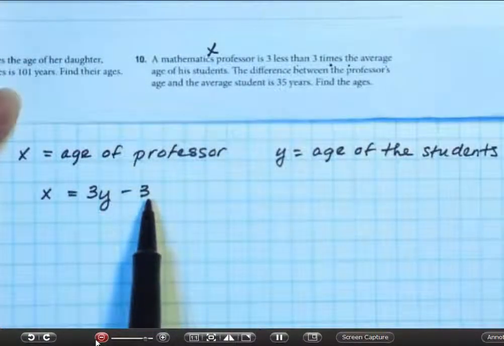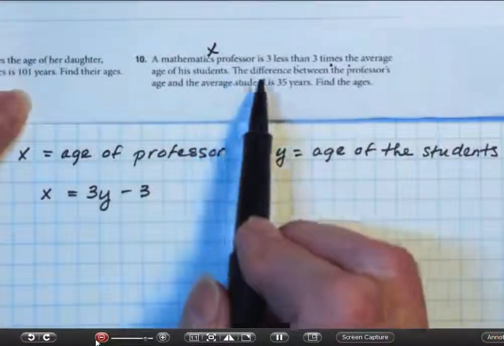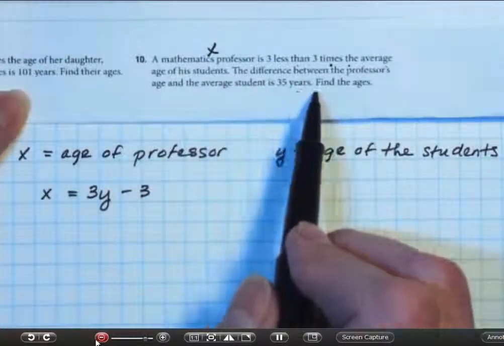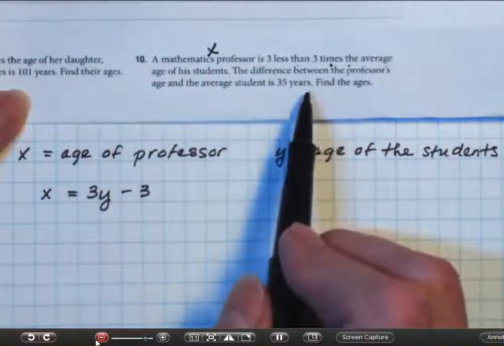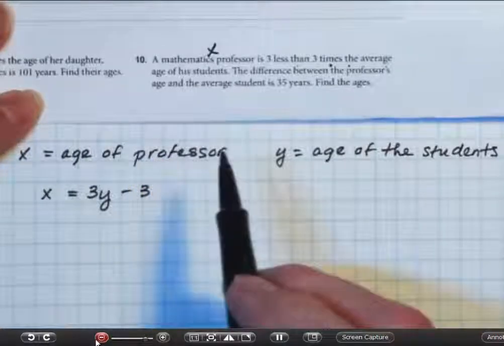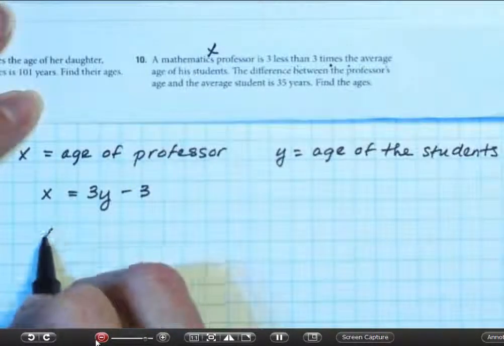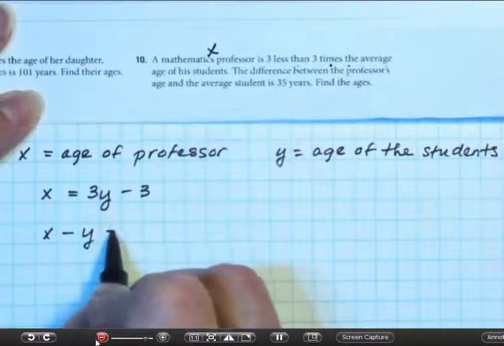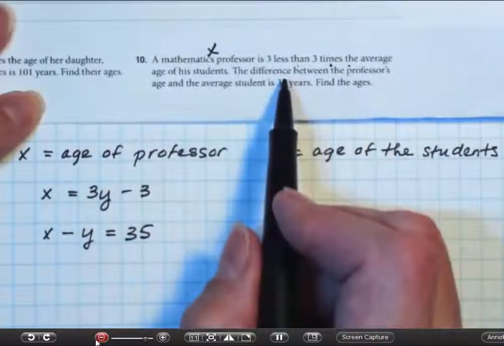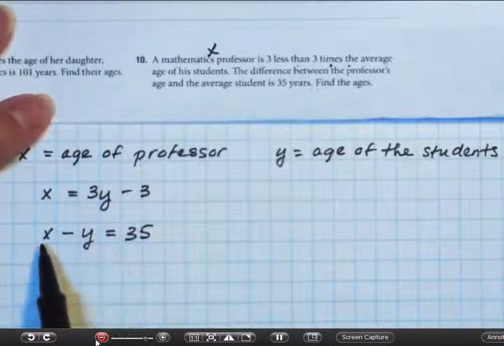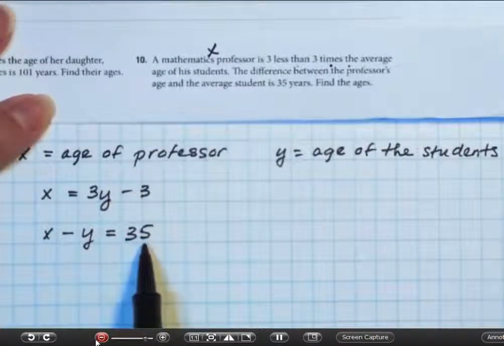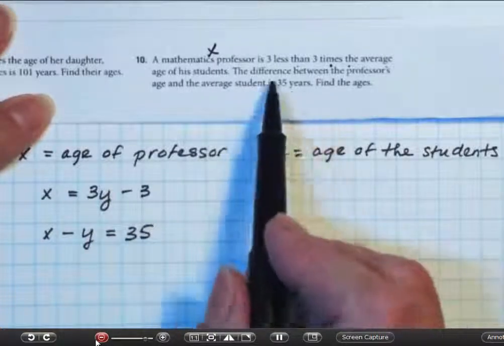Our second equation is going to be the difference between the professor's age and the average student is 35 years. So I'm going to guess that the professor is older than the students, so we're just going to go with that assumption. That means I'm going to take X minus Y is equal to 35 years. We're talking about the difference, and we're hoping that the professor is older than the average age of the students, and that's going to be 35. We're talking difference, so we're going to be subtracting.